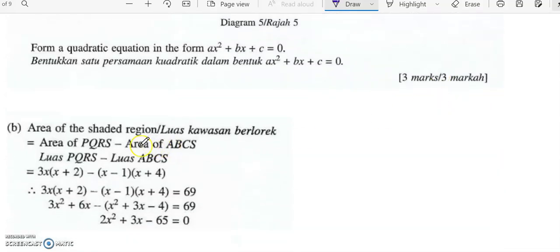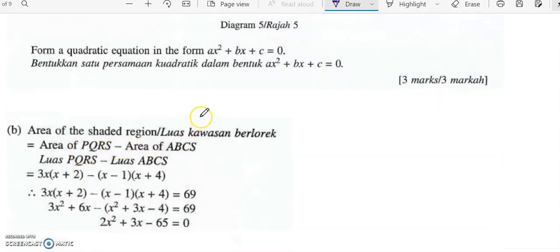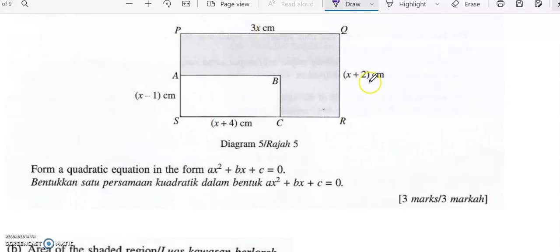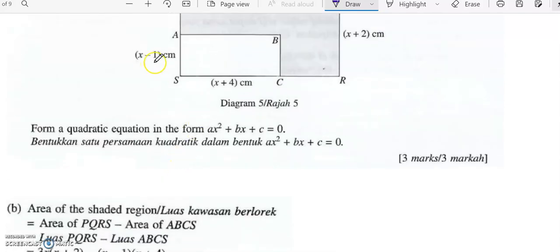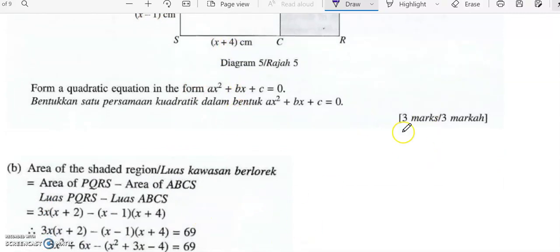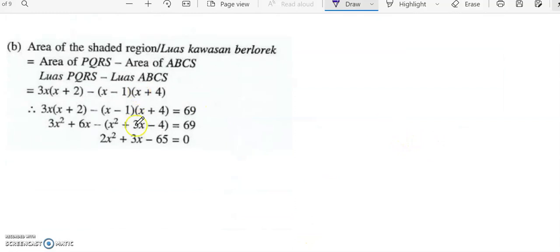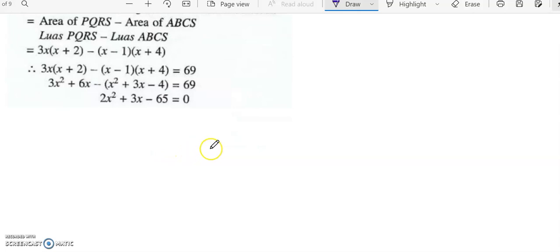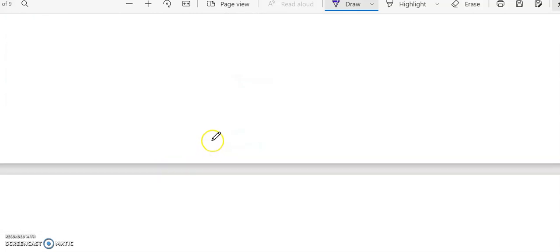So for this part, find the area of PQRS: 3x times (x plus 2) minus (x minus 1) times (x plus 4) equals 96. Then you equate this and rearrange, and you get the quadratic equation 2x squared plus 3x minus 65 equals 0. Okay, so that is question number 5.